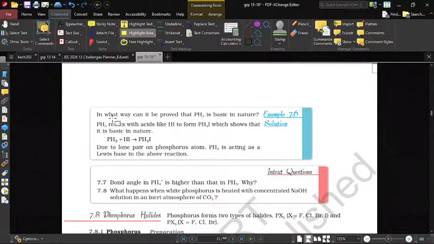In what way can it be proved that PH3 is basic in nature? PH3 reacts with acid like HI to form PH4I, which shows that it is basic in nature. PH3 plus HI gives PH4I. Due to the lone pair on the phosphorus atom, PH3 is acting as a Lewis base in the above reaction.